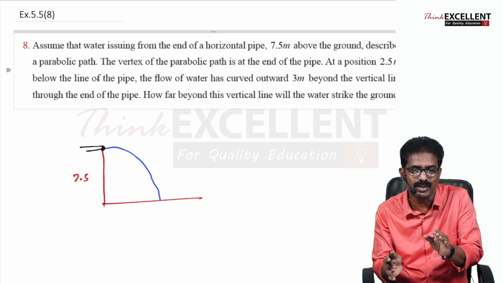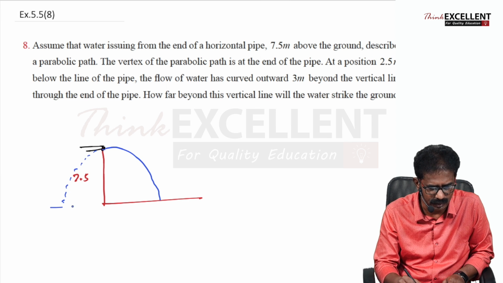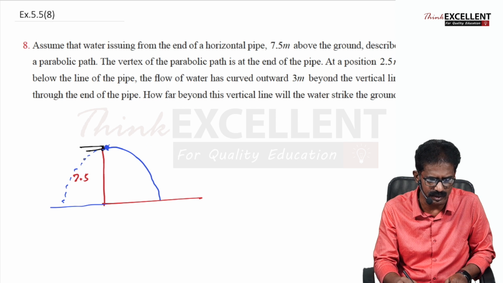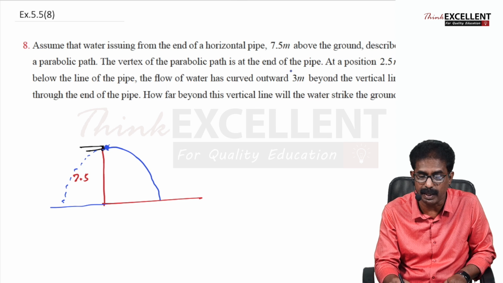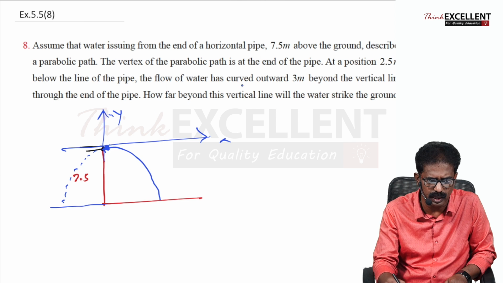Assume that water issuing from the end of the horizontal pipe 7.5 meter above the ground describes a parabolic path. So only halfway you can see, right? If you extend to the other side, yes, you'll get a parabola. Which type of parabola? Open downward, and this is the vertex, right? The vertex of the parabolic path is at the end of the pipe. Yes. So this is the vertex. So you can draw axis and all like this, right? So this is x-axis, y-axis, open downward.